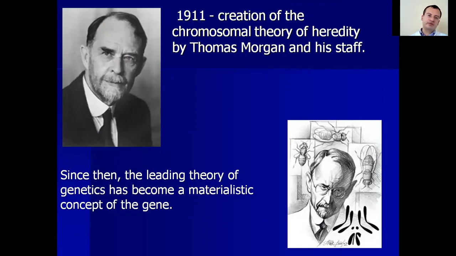In 1911, the chromosomal theory of heredity was created by Thomas Morgan and his staff. Since then, the leading theory of genetics has become the materialistic concept of the gene.